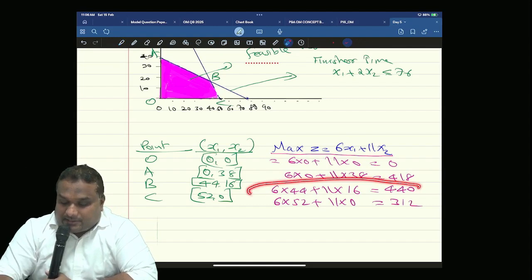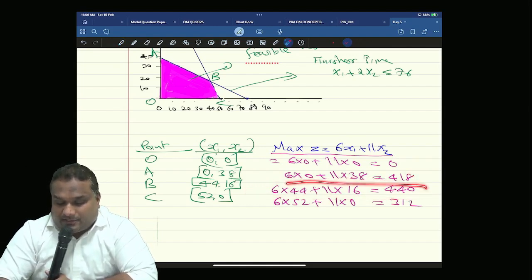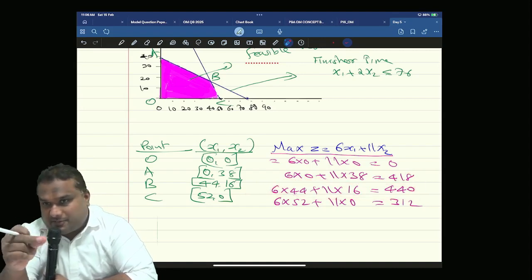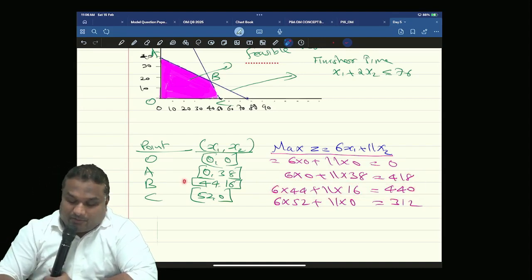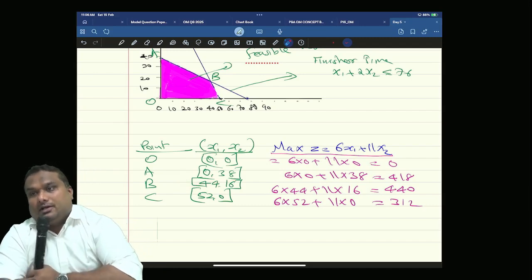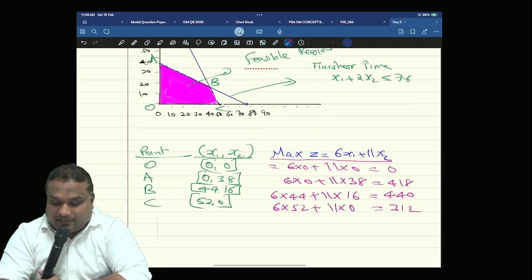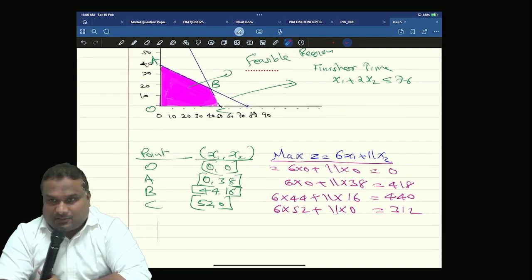Now look here. Your highest profit is 440. Where do you need to make it? 44 units of lamb A and 16 units of lamb B. Now, my dear friends, our analysis part is not over.